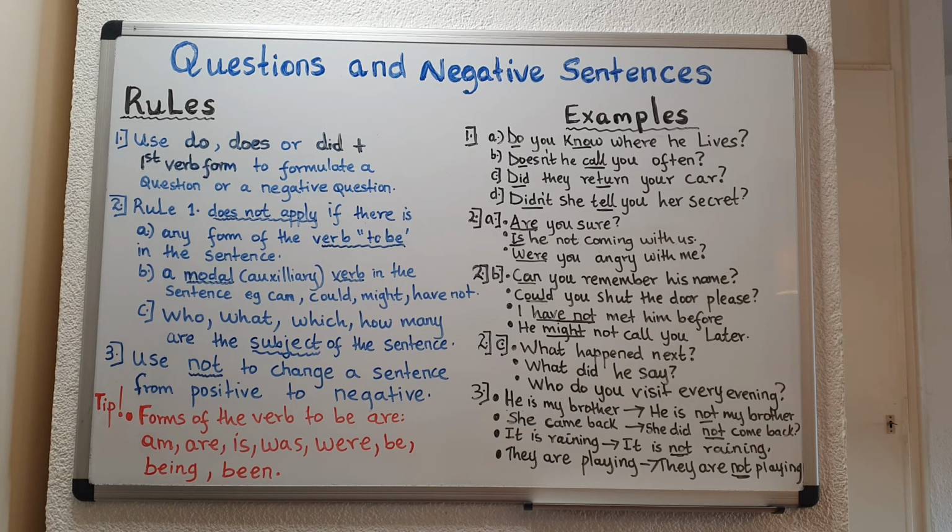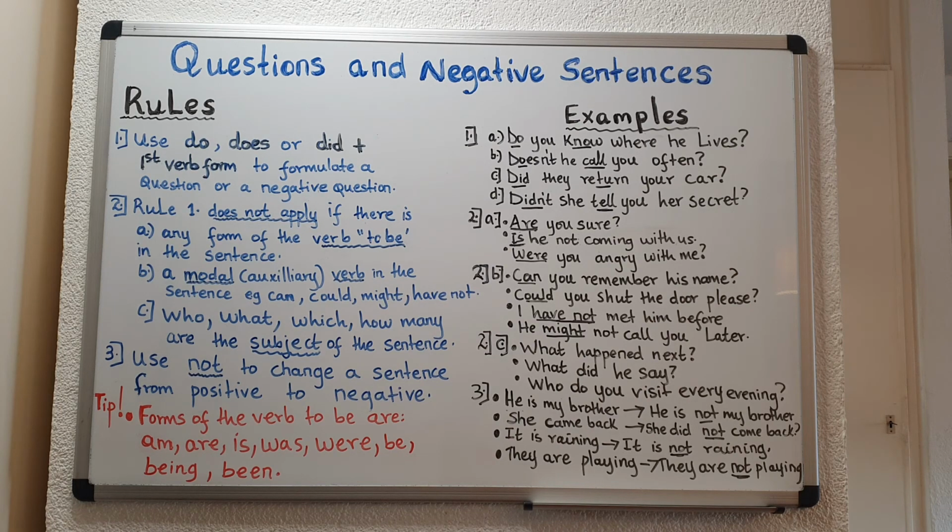Okay? What happened next week? Which car did you buy? What did you tell him? Okay? Those are some examples. And this brings me to rule number 3. When you want to change a sentence from positive to negative, simply use not. So use not to change a sentence from positive to negative.